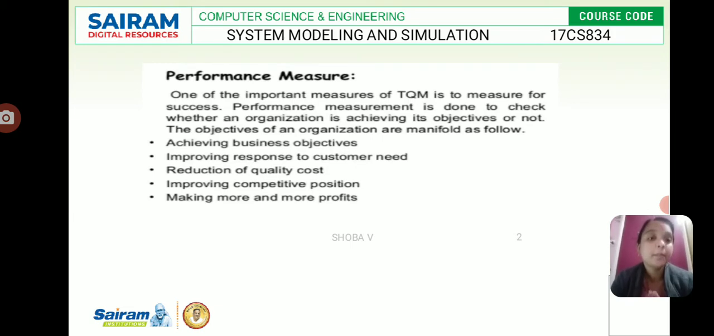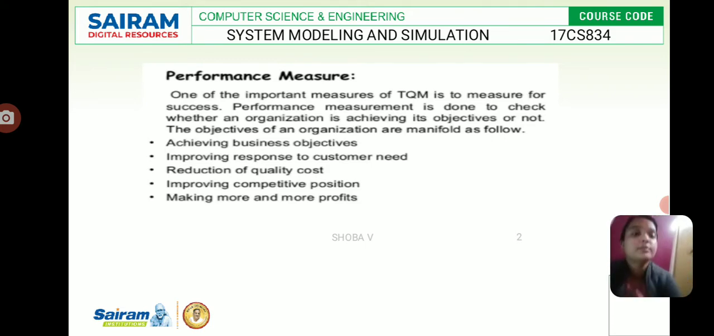Improving the competitive position. When we look at the competition in society, first we have to see the things which are in more demand in society, so that we can improve the competitive position based on those parameters. Making more and more profits. By using all these steps, we can go for the performance measure.